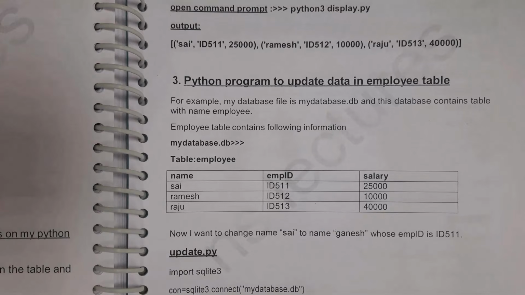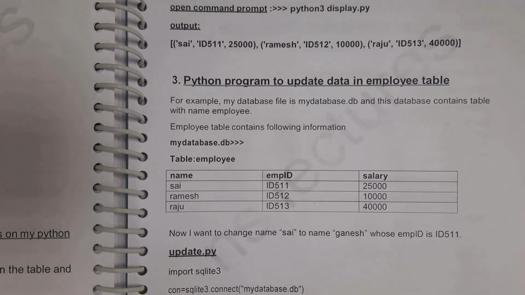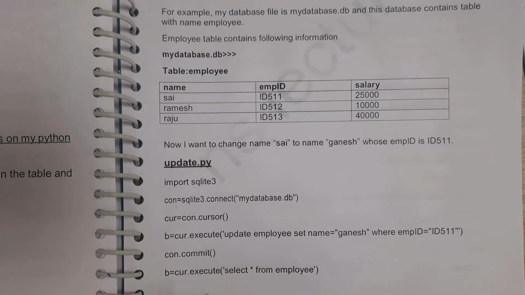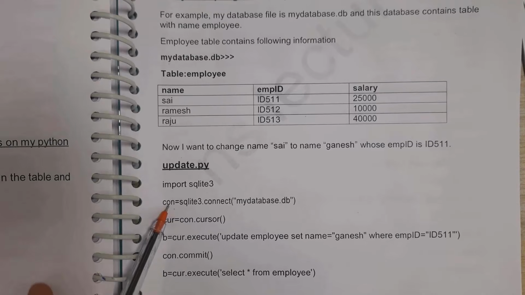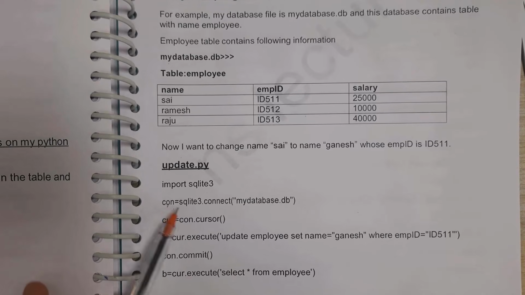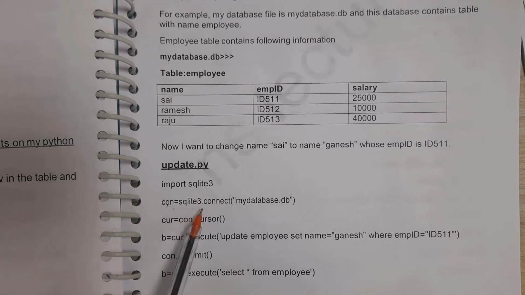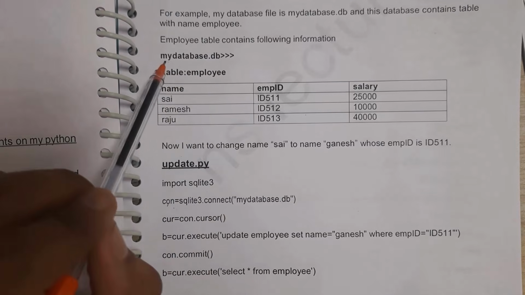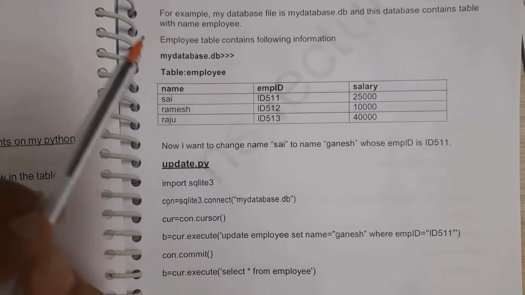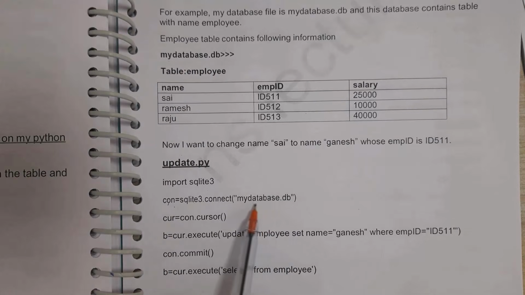In order to perform any operations on a database, at first you need to import the sqlite3 module. So just write import sqlite3, and next I took a variable. That variable name is con. You can take any variable name. Con equal to the module name, that is sqlite3.connect. I want to perform modifications on the employee table which is present in mydatabase.db. Inside connect, write the database name, that is mydatabase.db, in quotations.